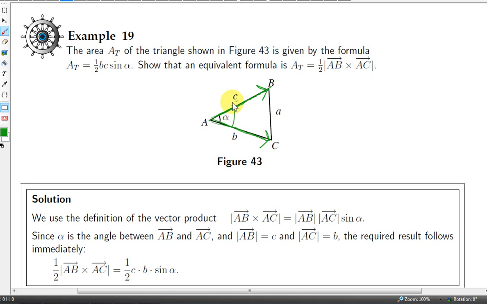Well, the magnitude of AB is just C, that's the length of this vector, and the magnitude of AC is B, so we have C times B, and alpha is the angle between the two sides or the two vectors. So, see, indeed we do get this. We just have to stick a half in front to get the area of the triangle.